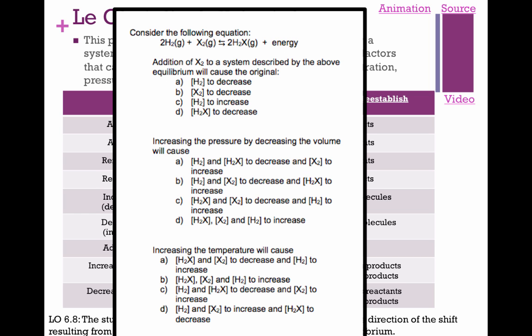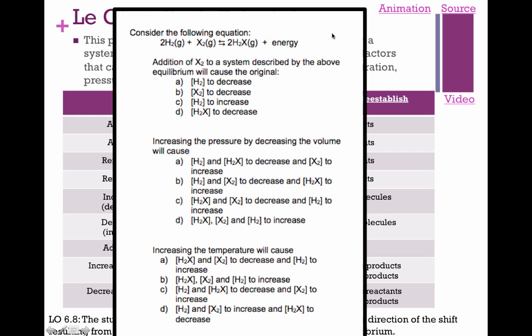And so here are some examples. Consider the following equation. You have H2 plus X2 makes H2X plus energy. So if you have this plus energy over on the right side, that would mean that this reaction is what type of process?